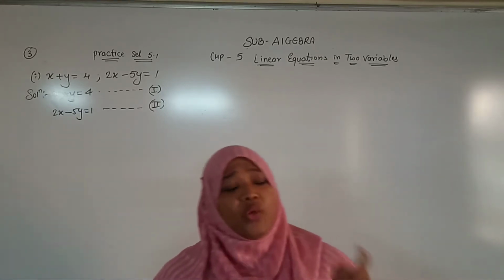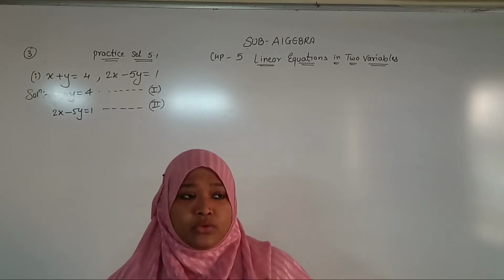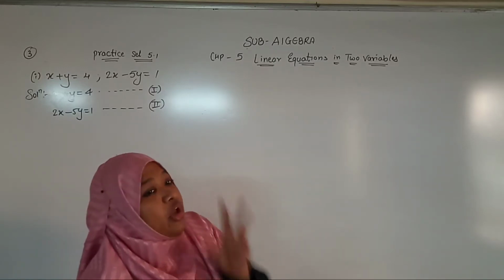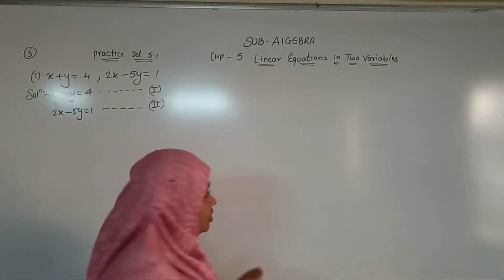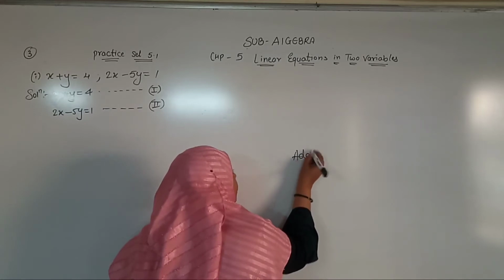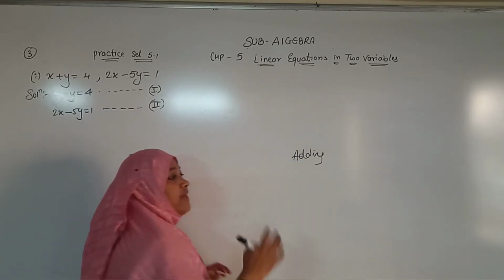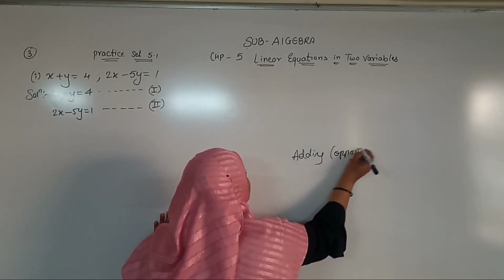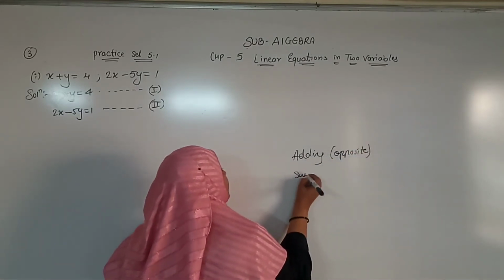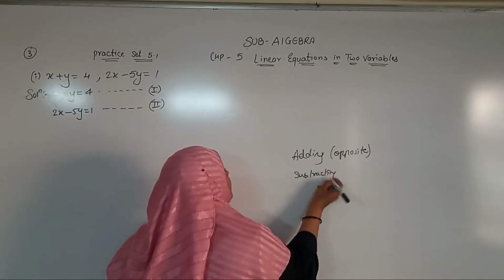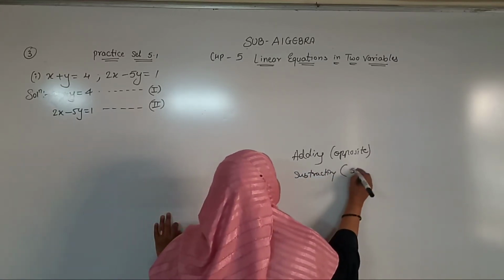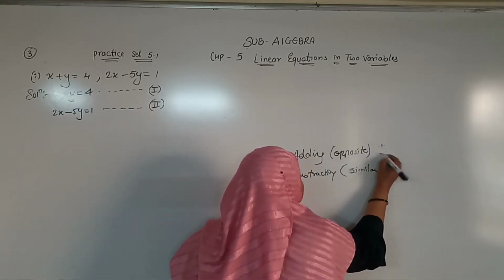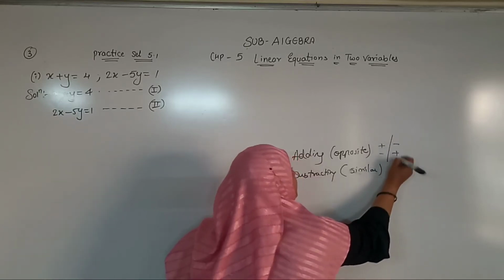Now student, when I have two variables, any two variables x or y, when we have opposite sign, we are going to add. What will we do? Adding. And when we have similar sign, see here, opposite sign we add. Okay, and when do we subtract? When we have similar sign. Opposite sign means top plus bottom minus, or top minus bottom plus.